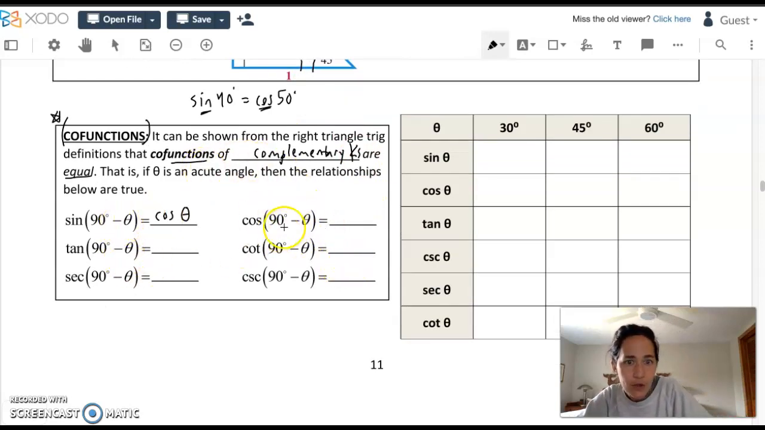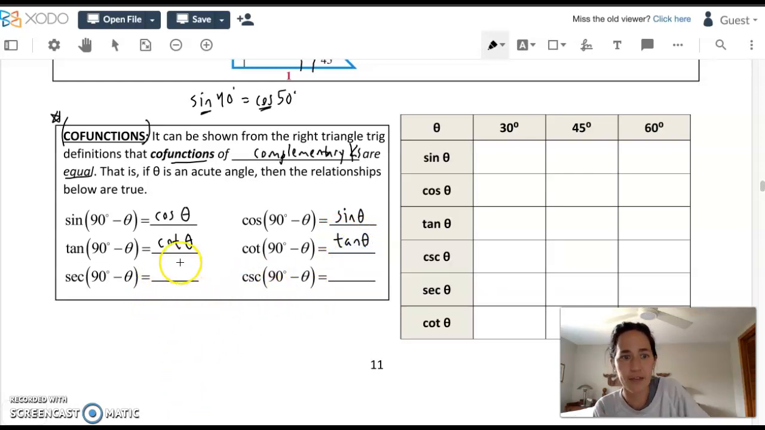Where are we at? The cosine of 90 degrees minus theta should equal the sine of its complement, right? So sine goes with cosine. Tangent and cotangent are reciprocals. They're also cofunctions. So tangent of 90 minus theta equals the cotangent of the regular theta. And cotangent of 90 minus theta equals tangent of theta.